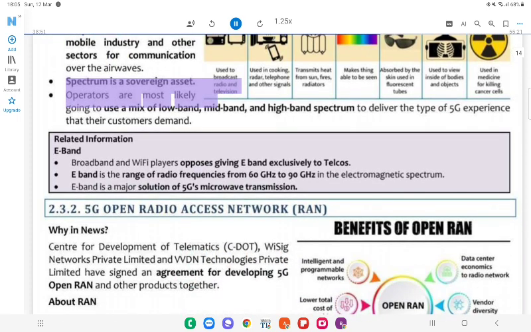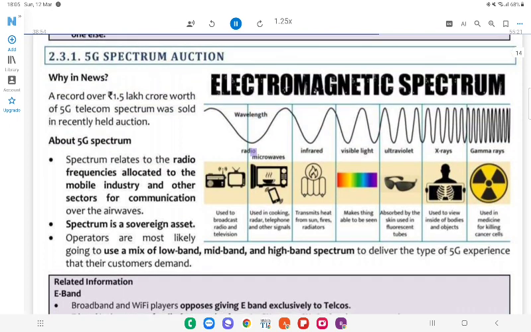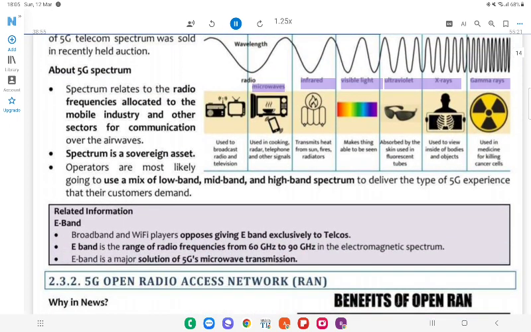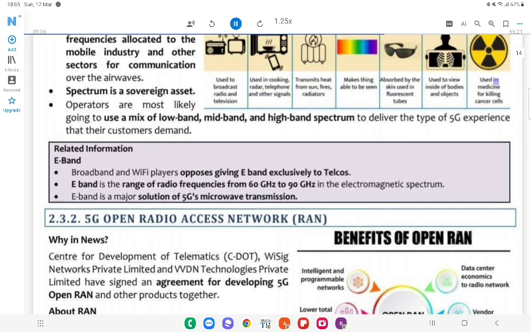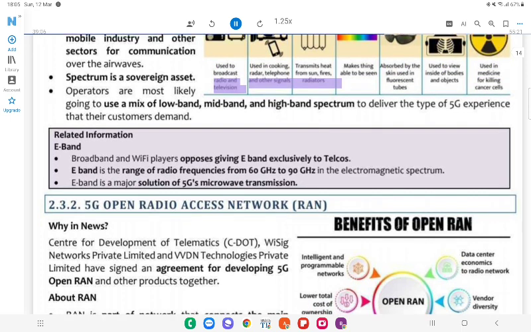Electromagnetic spectrum: infrared, visible light, ultraviolet, X-rays, gamma rays, microwaves. Used in cooking, transmits heat, radar, telephone, the sun, fires. Radio and other signals, radiators, television.